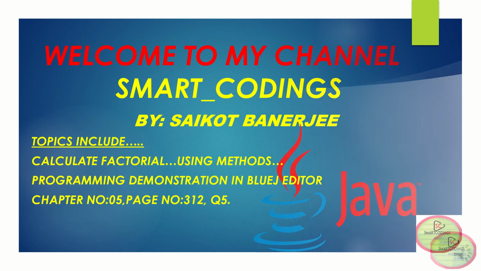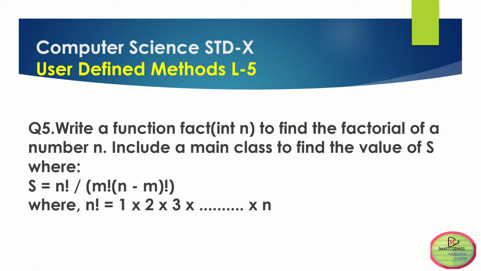So factorial, as you know, the question is this one: write a function fact with a parameter n to find the factorial of a number n. Then it is saying to include a main class to find the value of s. That means n factorial divided by m factorial into (n minus m) factorial. The value of this will be stored in a variable called s. This one we need to calculate inside the main class, that is inside the main method, right?